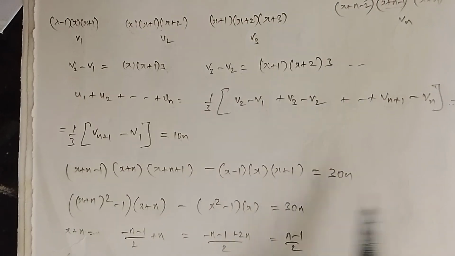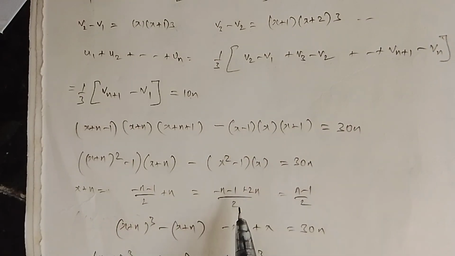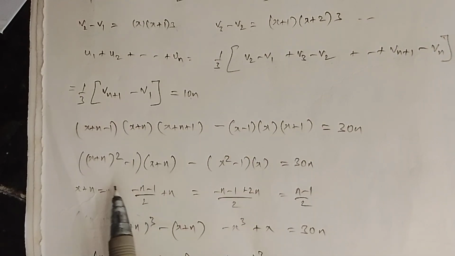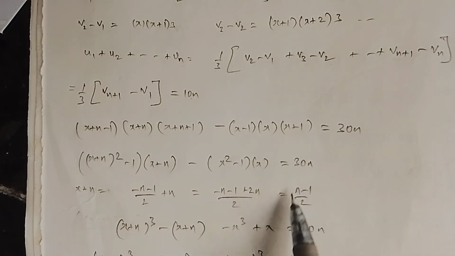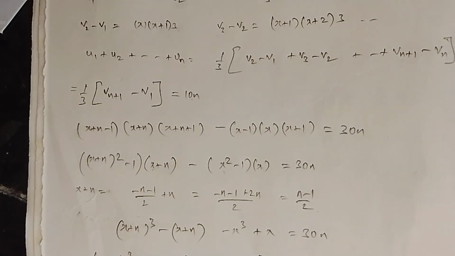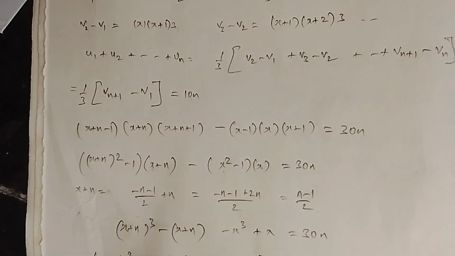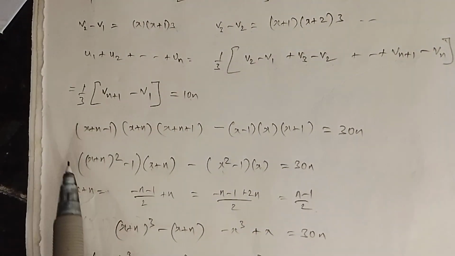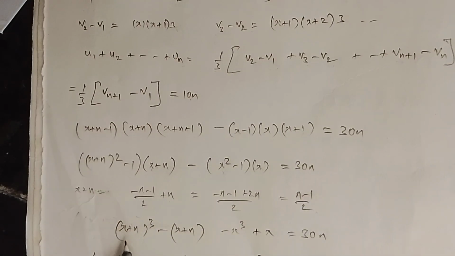Now, we already know x in terms of n, right? So what is x? x is minus of n plus 1 by 2. So what is x plus n? x is minus of n plus 1 by 2, which is minus n minus 1 by 2 plus n, which equals n minus 1 by 2. We'll substitute this here and here and here and here. Okay. Now, x plus n is n minus 1 by 2. So we'll substitute n minus 1 by 2 here, n minus 1 by 2.